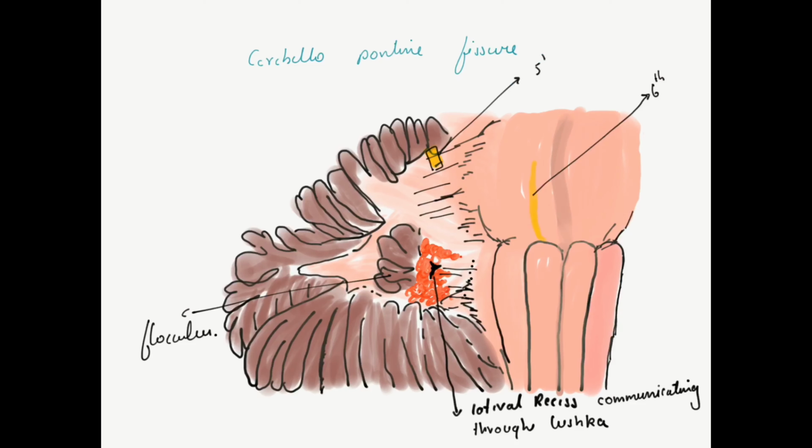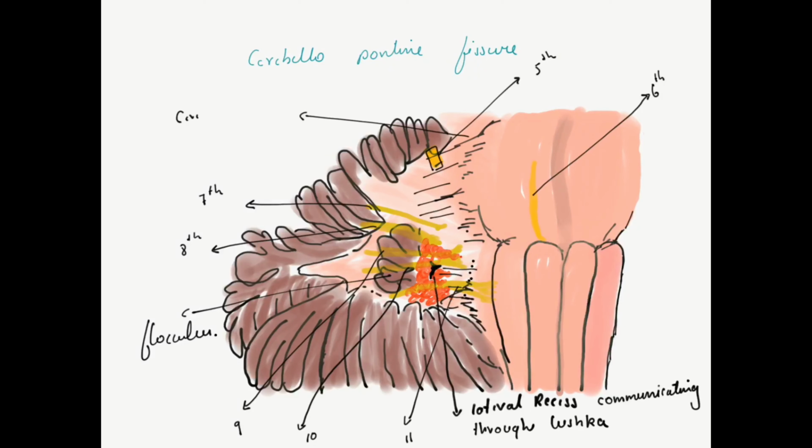It has a superior limb containing the fifth nerve and an inferior limb containing the 7th-8th complex, which is present anterosuperior to the flocculus, and a 9th-10th complex which is present anteroinferior to it. The cerebellopontine fissure communicates with the cerebellomesencephalic fissure in the region of the fifth nerve, and it communicates with the cerebellomedullary fissure in the region of the flocculus.